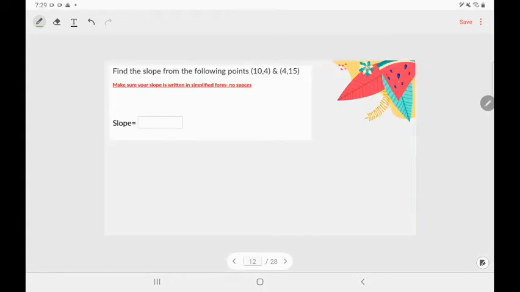All right, question number 11. Find the slope from the following points. Remember, if I'm finding slope from points, I'm going to use a slope formula, and this is definitely something you want written down for your test. y2 minus y1 divided by x2 minus x1. And this formula helps me figure out what my slope is.